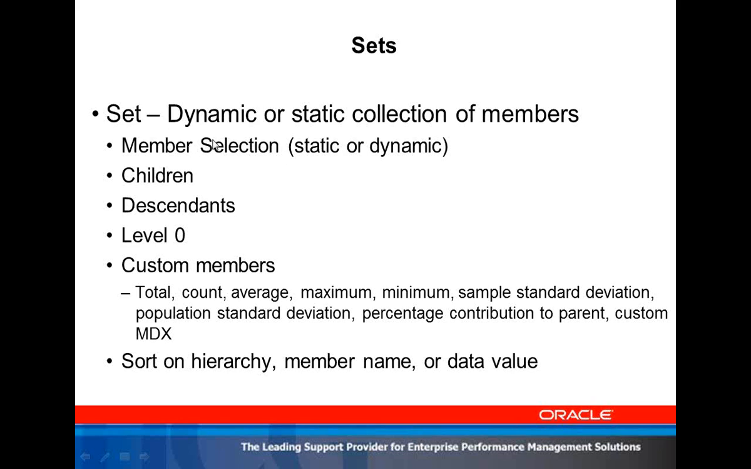Or you can go into member selection, and via member selection, as you should know, there are static and dynamic methods of selecting members. And yes, you can select children, descendants, level 0. You can even select custom members. So rather than having to create a grand total with a formula, you can just use a custom member called total to get the grand total, count to get the count of members, average, etc. You can read all of those. And yes, you can do sorting on member names or data values or even the hierarchy itself.